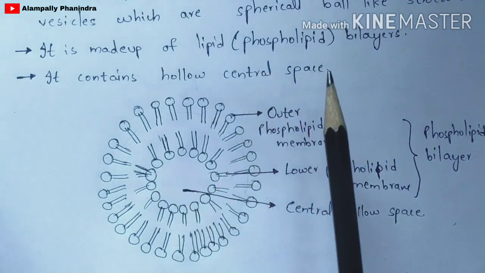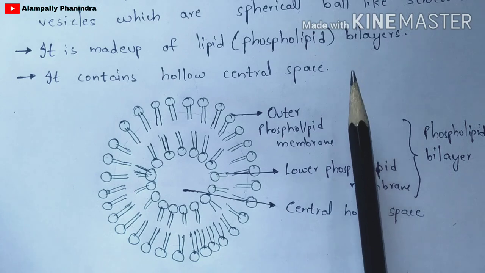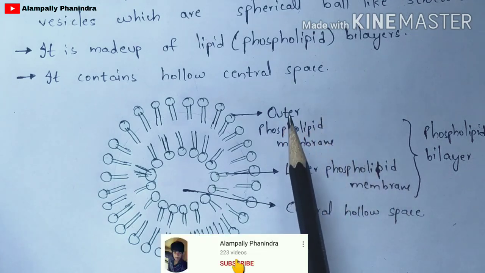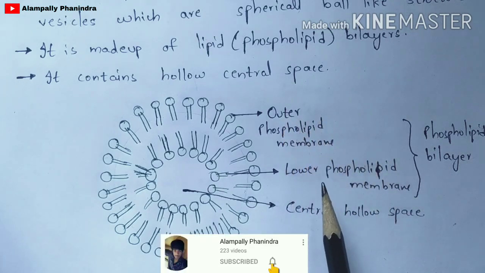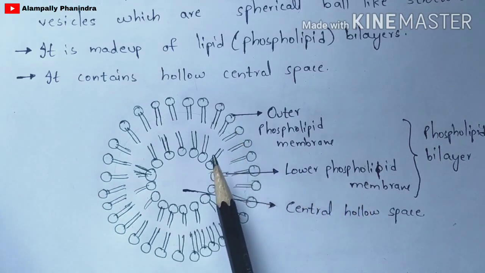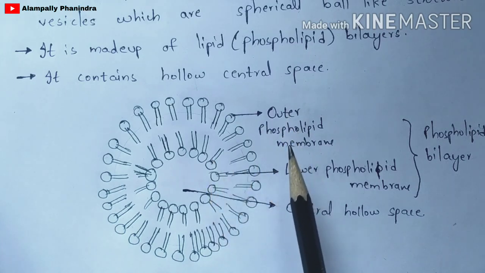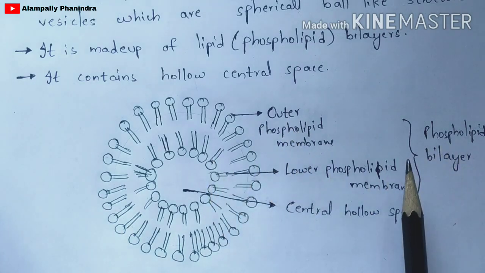Phospholipid bilayer is nothing but the cell membrane of a cell, and that cell membrane is made up of a phospholipid bilayer. Bilayer means it consists of two layers, the outer phospholipid layer and the lower, inner phospholipid layer. Both together constitute a phospholipid bilayer.